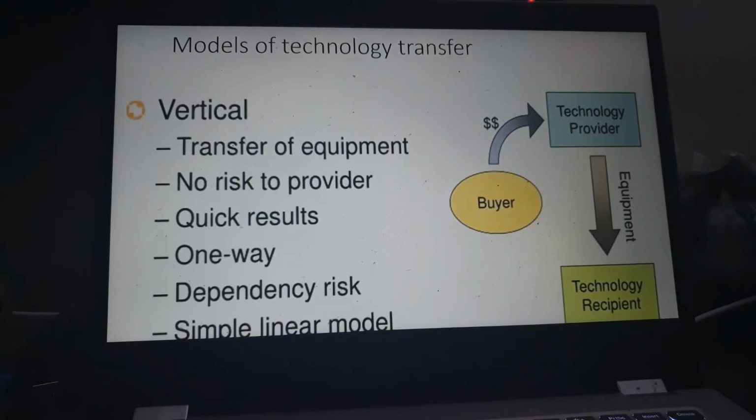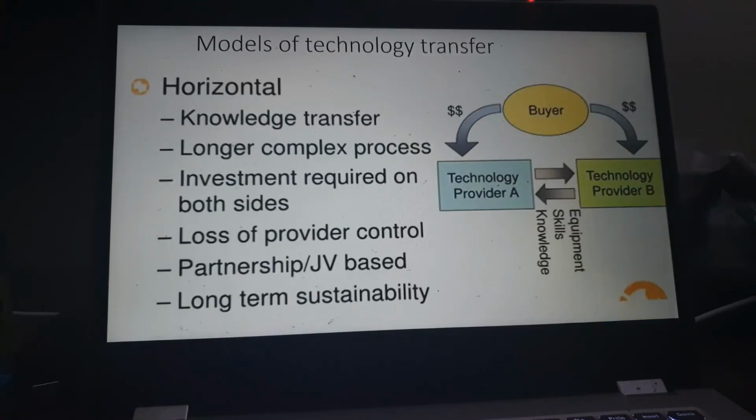As you can see in the diagram on the right, the technology provider sends equipment to the technology recipient. This is a simple model, vertical model of just getting the equipment, selling to somebody. But there is also what we call horizontal. This is knowledge transfer. It is a longer, complex process. It requires investment on both sides. The provider, there could be multiple. There is loss of provider control.